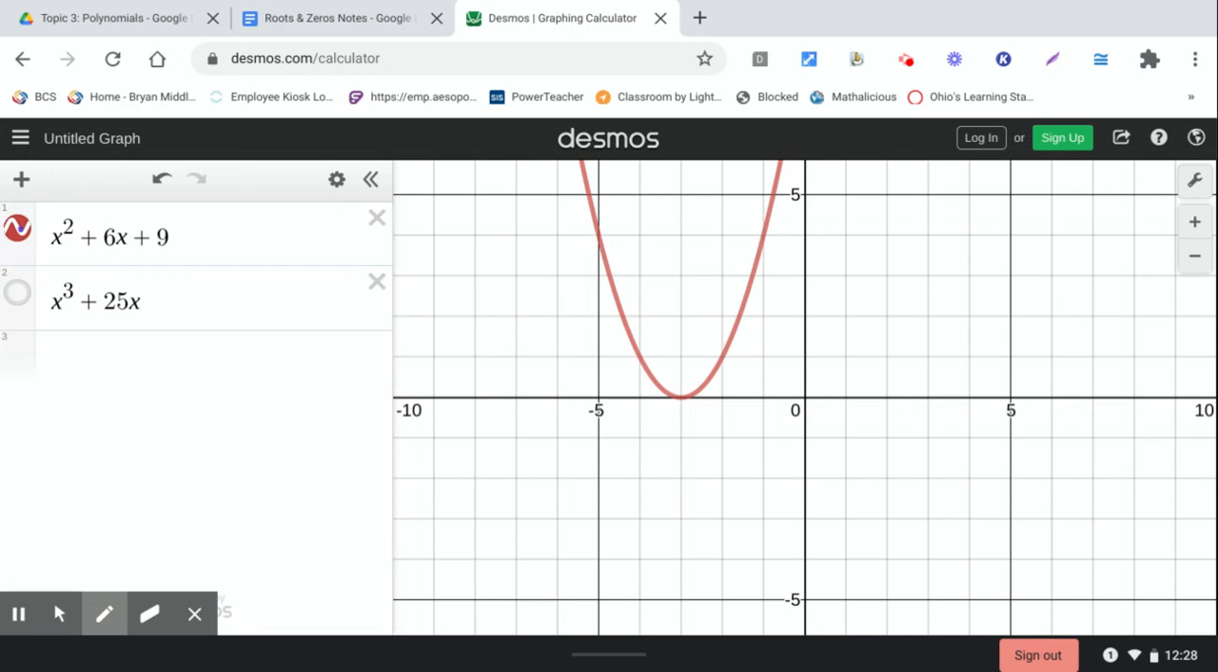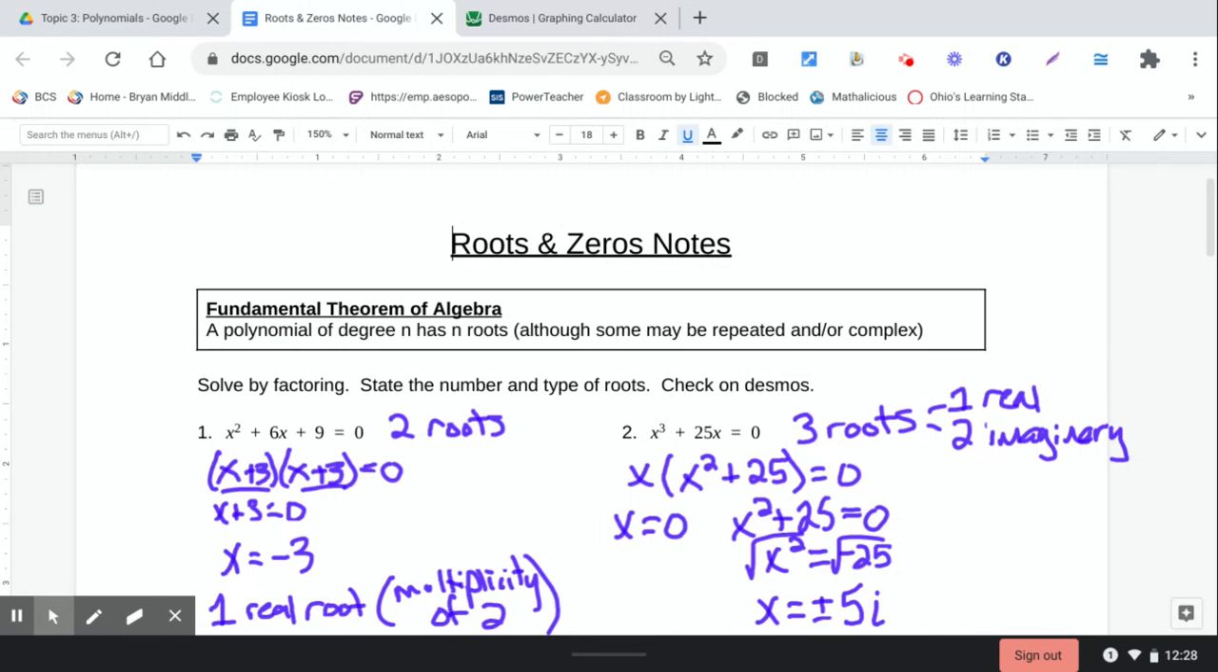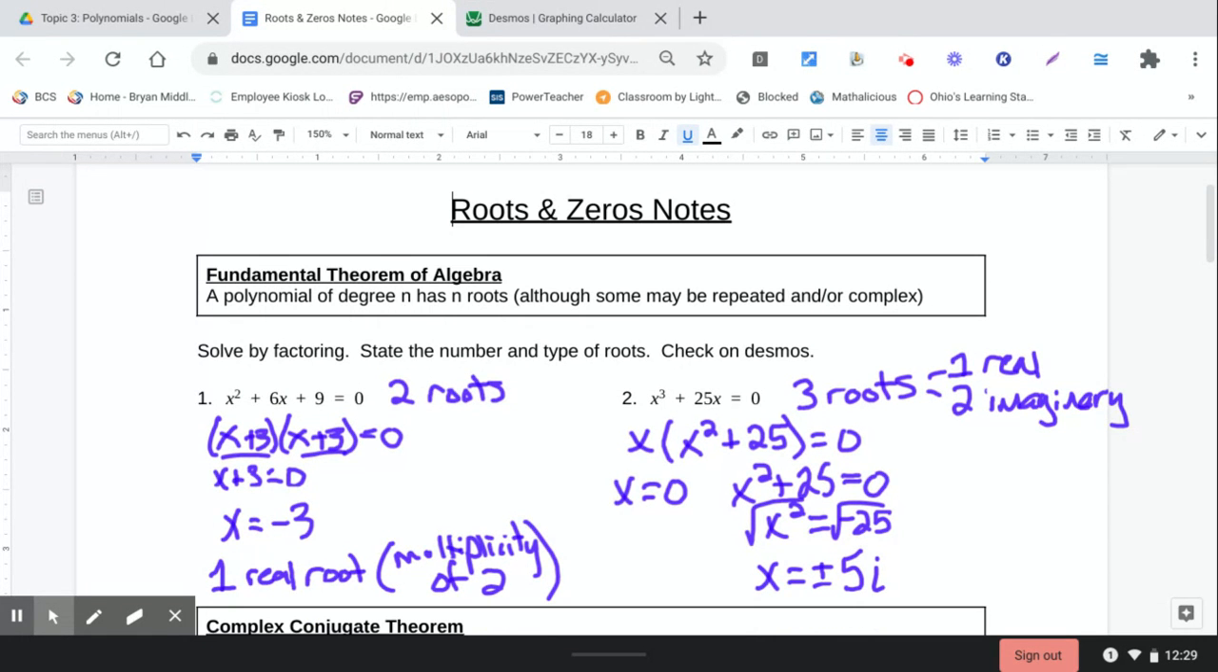And if we look at this graph on Desmos, there it is. There's our real root, so that is the only place that it crosses the x-axis. Imaginary ones do not show up on the graph. So just to reiterate, the fundamental theorem of algebra says whatever the degree is, that's how many roots there are. Some might be repeated and some might be imaginary or complex.